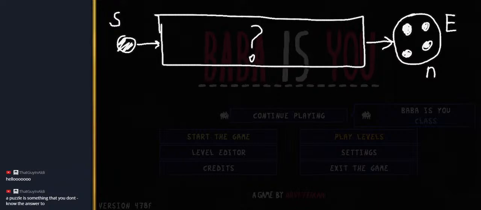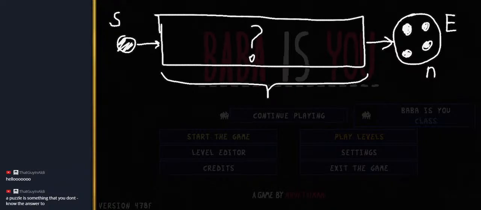Now, typically, the solution to a puzzle can be defined in one or two ways: the ending state or the set of steps that takes you from the start state to one of the ending states. Depending on the puzzle in question, of course.